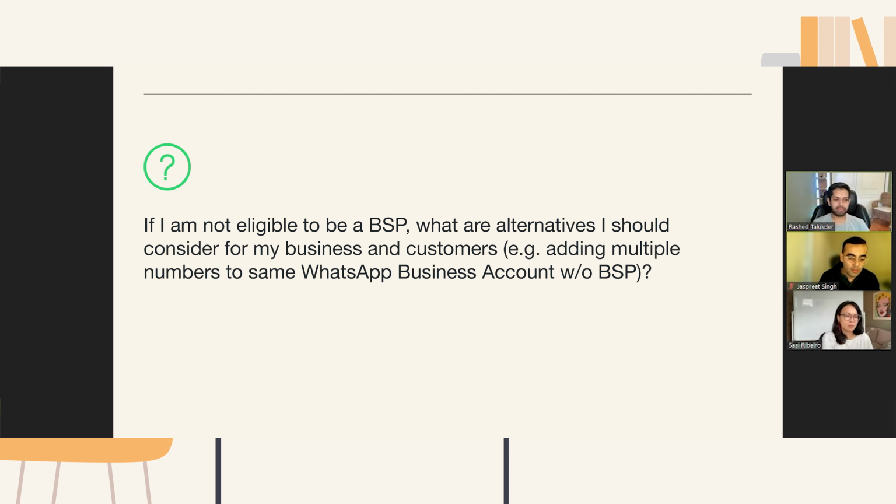Okay. If I'm not eligible to be a BSP, what are alternatives I should consider for my business and customers? For example, adding multiple numbers to the same WhatsApp business account without a BSP. I think this is coming from a place of sort of increased message limit. And if that's not the case, then maybe I'm answering it wrongly. But there are two options. So one, obviously, we've talked so much about it. You can work and integrate with a BSP, and they can help you with the message limits, and they can help you scale.